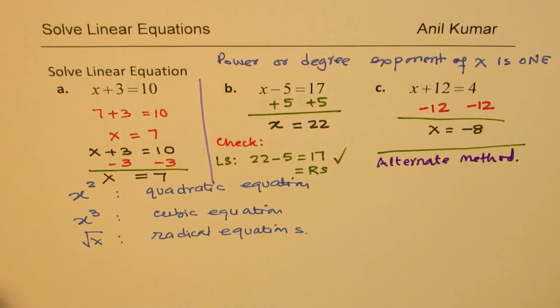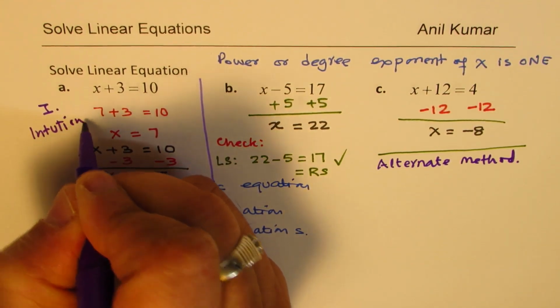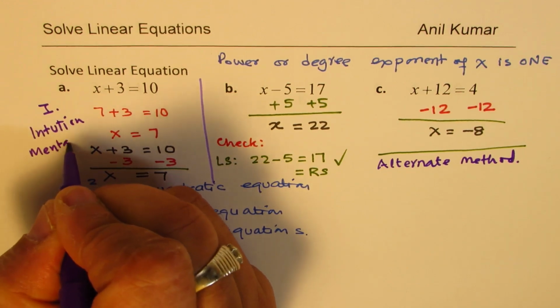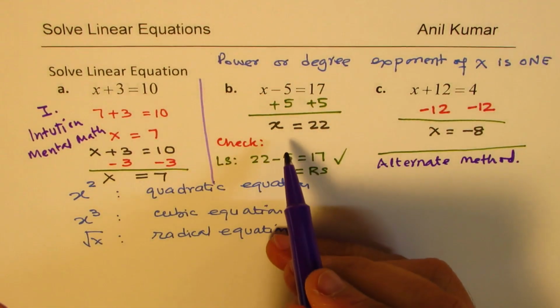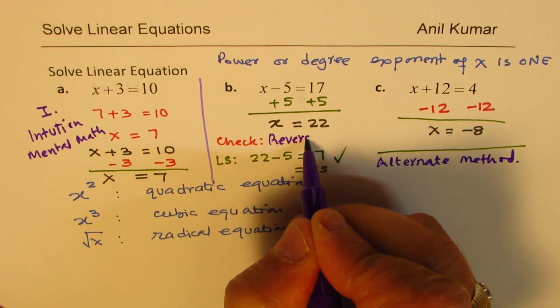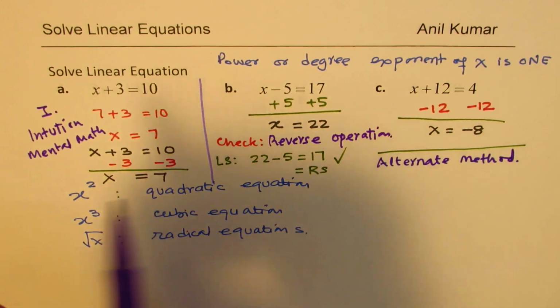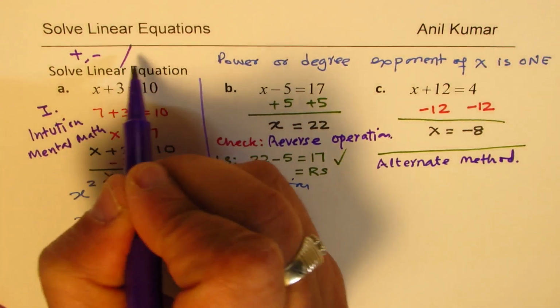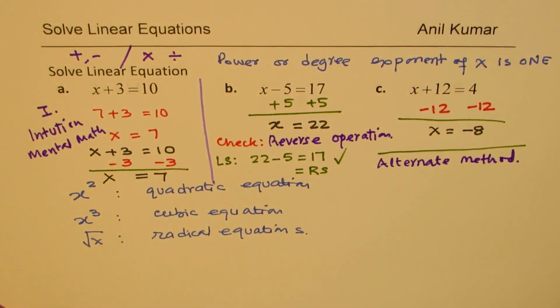So we have already learned two methods, right? So first method here was by intuition. You can say mental maths. Okay, so that was the first. Second, what did we do here? We did reverse operation, right? So in reverse operations, plus and minus, and you could also do times and divide by, which we'll take up in the next three examples. Now here is an alternate method.